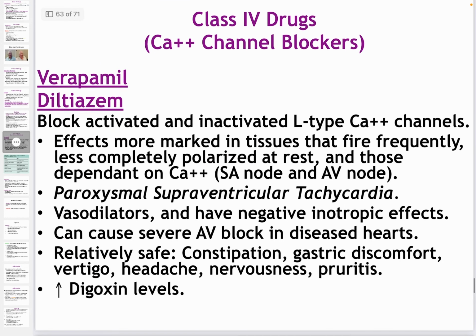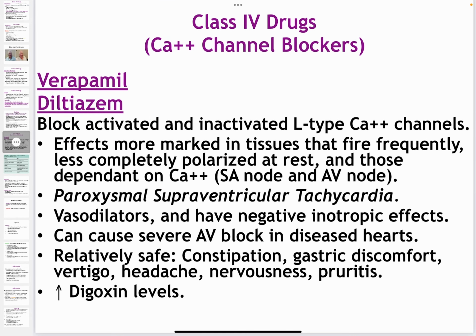Now the fourth group is class 4 drugs, and these are the calcium channel blockers. We're going to learn about them in a bit in ischemic heart disease. We have two groups of calcium channel blockers, the dihydropyridines and the non-dihydropyridines. They are different in their chemical structure, that's why they have these different chemical names, and the difference between the two is their site of action.